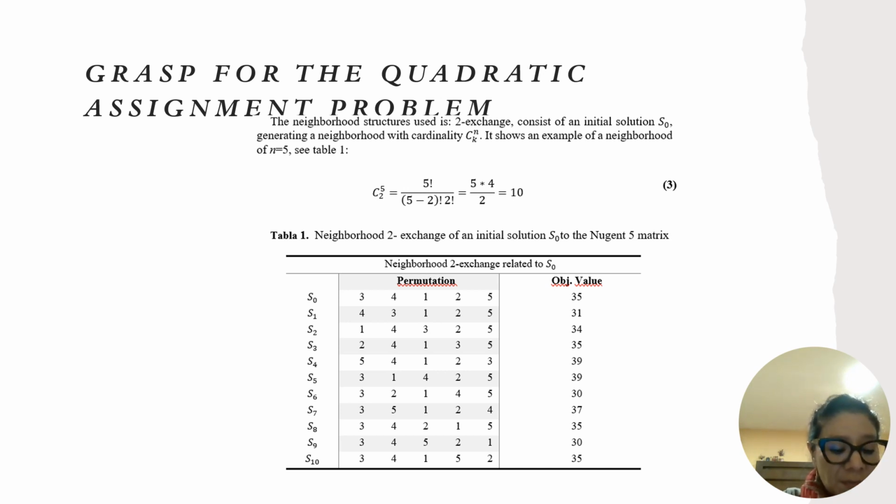Phase 2, improvement: the solution generated in phase 1 is taken as the initial solution of some local search procedures. At the end of the procedure, a local optimal solution will be obtained, which could also be globally optimal. So this is an example. The neighborhood structure we use is the exchange, which consists of an initial solution generating a neighborhood with a given cardinality. This is an example on this table.